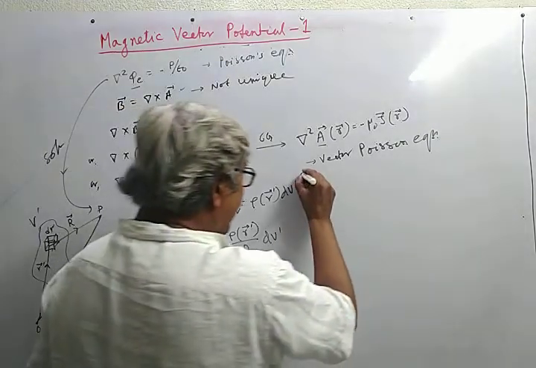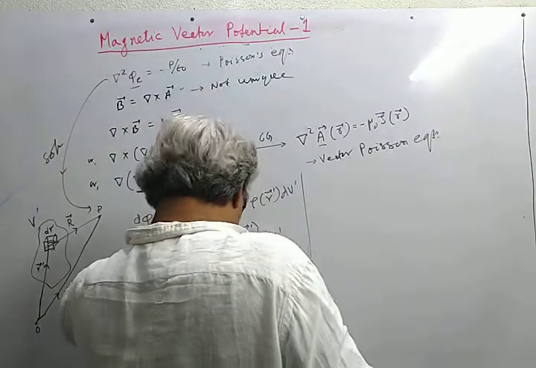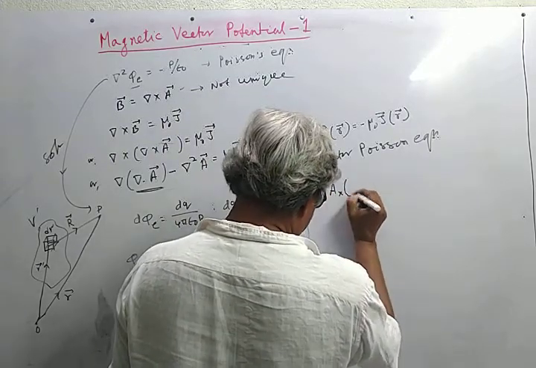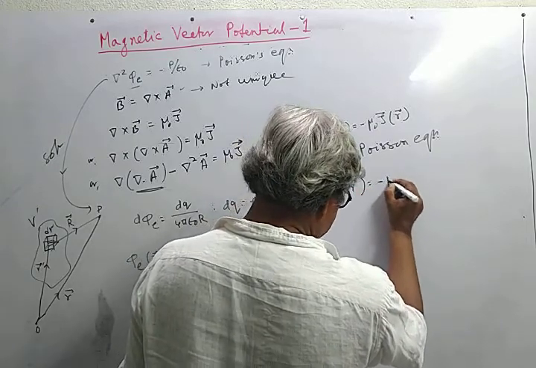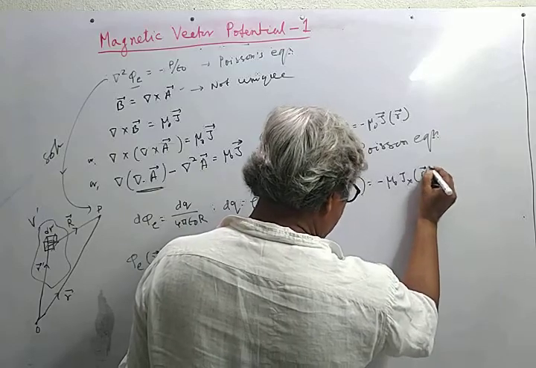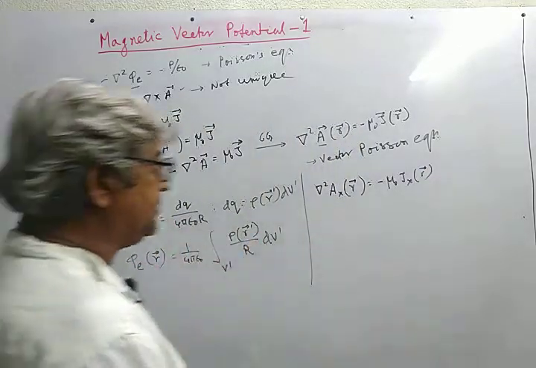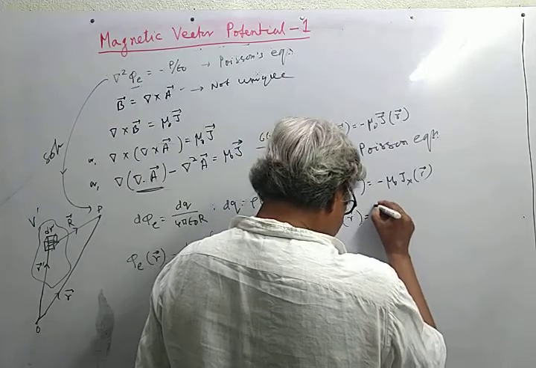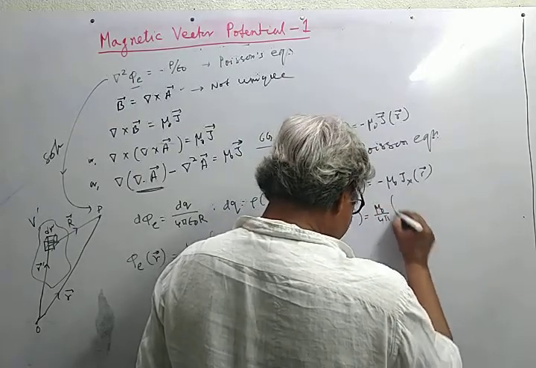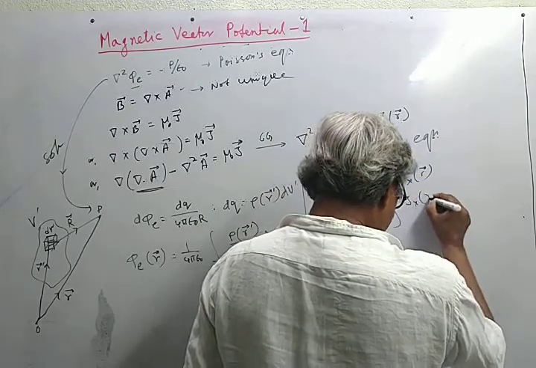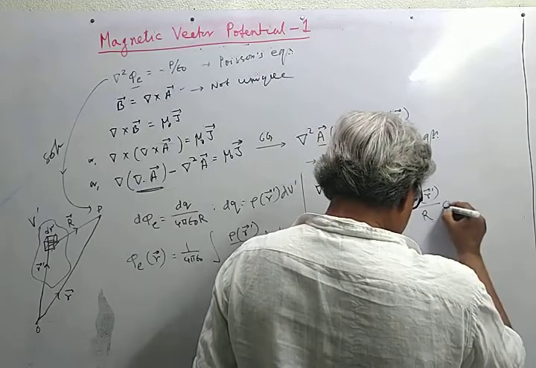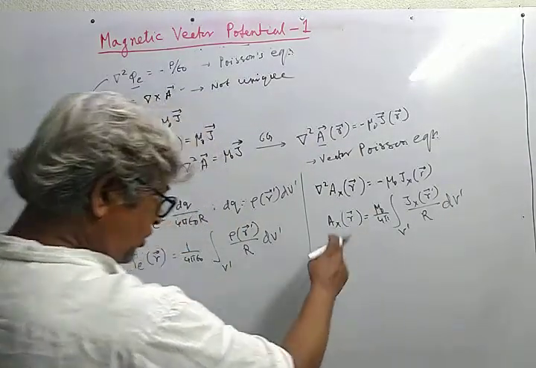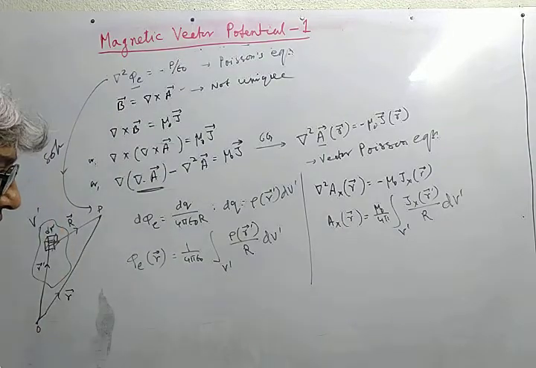If we consider the x component of this equation, the x component of the equation is Laplacian of AX at R is equal to minus mu 0 JX at R. So in this analogy, the solution of AX at R would be mu 0 upon 4 pi, integral of jx at R prime by R dv prime over V prime. Exactly similar expression. Such a solution can be obtained for y and z components too.